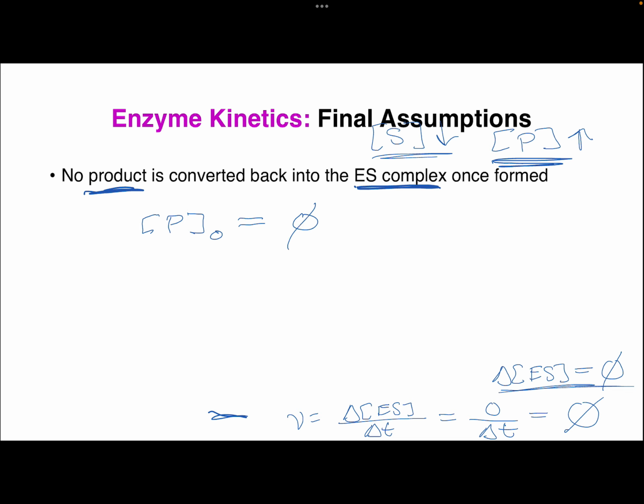Even once the reaction starts, there's not going to be a lot of product compared to our substrate. So our substrate concentration is always going to be much greater than our product concentration. So it's always going to be more likely for a substrate molecule to bind to the enzyme than a product molecule. So we can just assume that once product is formed, it stays formed. And that makes things a lot more simple for us.